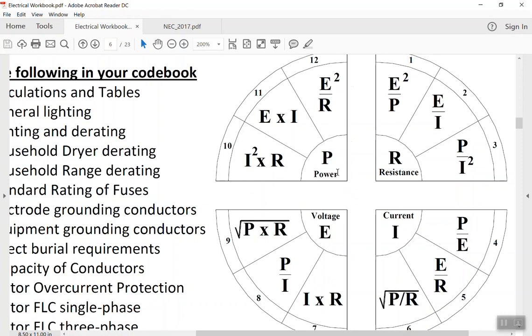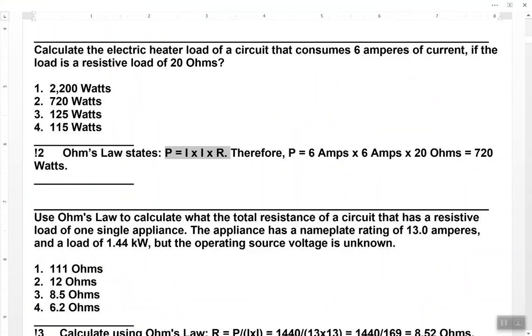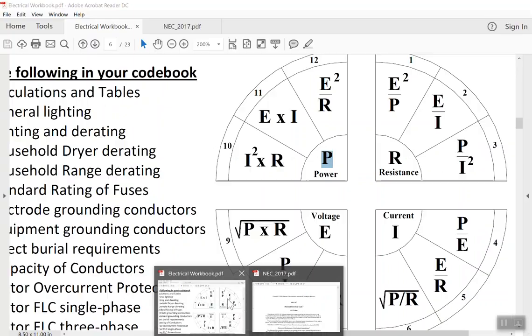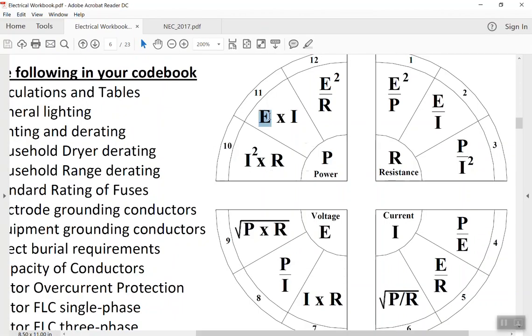Once again, go to this section of the wheel for power. Why? Because all the answers are in watts, so we know we're looking for power. And we can't use this one because it has E, that's voltage. We don't have the voltage, not given in the question. But what is given in the question is ampacity and resistance, so we know we need number 10.